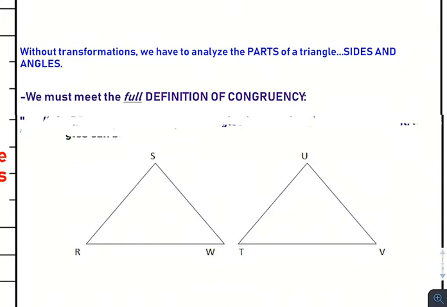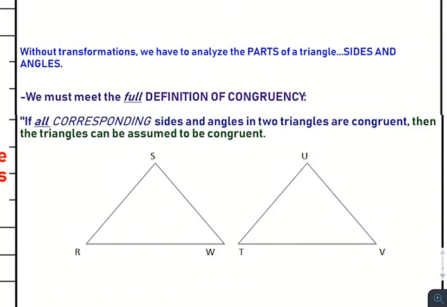And when I say the full definition of congruency, again, in geometry, definitions mean something very specific. In this particular case, it's a two-part definition, something we call a conditional statement. So the first part is we have to have all corresponding sides and angles in two triangles congruent. And if we know those things are congruent, then we can conclude the triangles are congruent too.